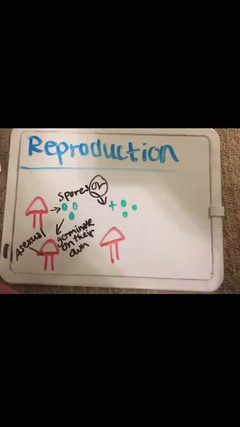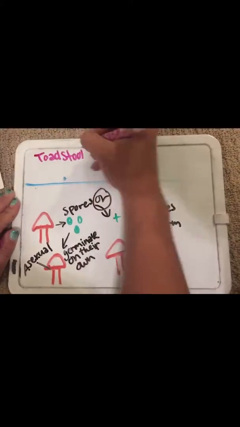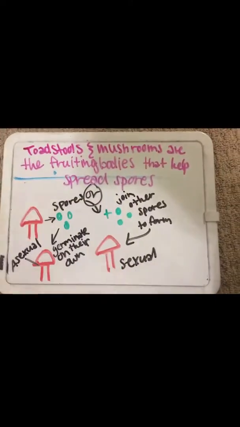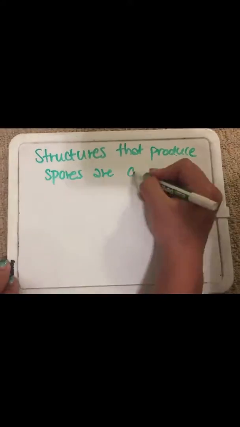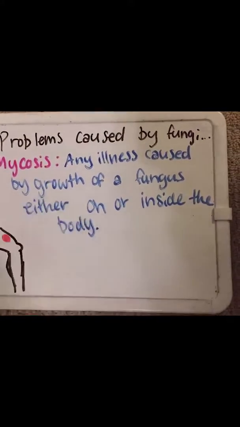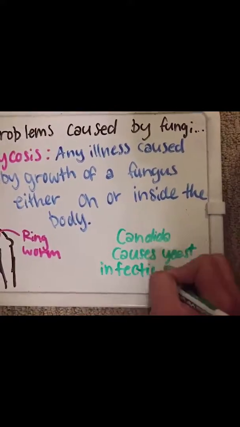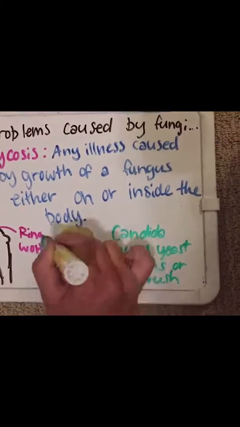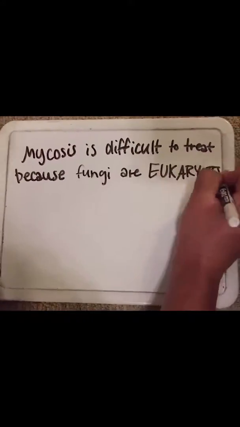Fungi can cause many problems in humans. Any illness caused by a fungus is called mycosis, and this can be very difficult to treat because fungi are eukaryotes just like us, so the medicines that would destroy the fungi also destroy our cells. Ringworm and athlete's foot are examples, and so are yeast infections or thrush, which are caused by the fungus Candida.